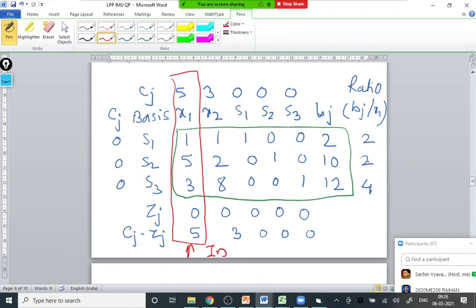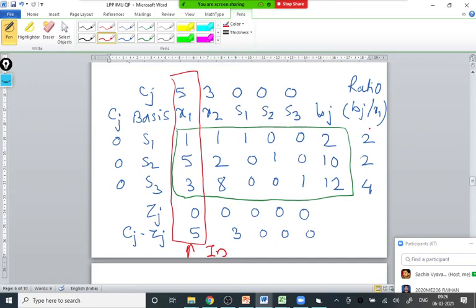Whenever there is a tie, remember this important thing. Whenever there is a tie in a minimum positive ratio or maximum positive Cj minus Zj, you can take any one randomly. For example, suppose here is 5 and here is 5, you can take anyone as incoming in that case. In exactly the same way you can go for the outgoing variable also.